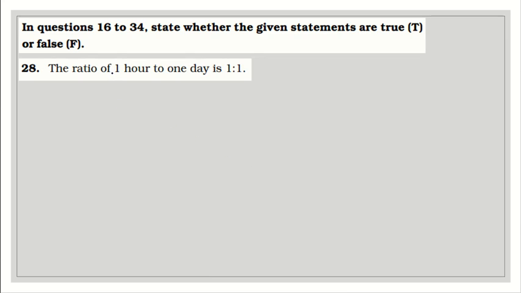The ratio of 1 hour to 1 day. 1 hour, 1 day, 24 hours are there. So 1 hour is to 24, not equal to 1:1. Therefore we say it is clearly false.